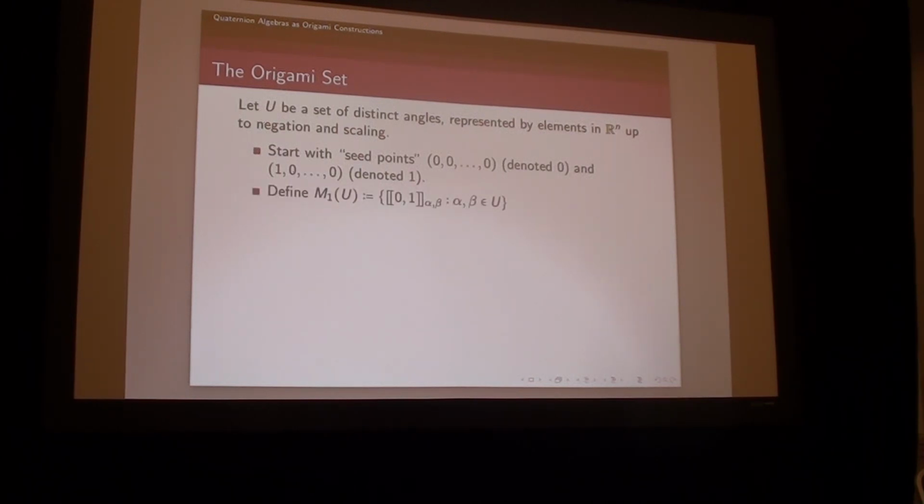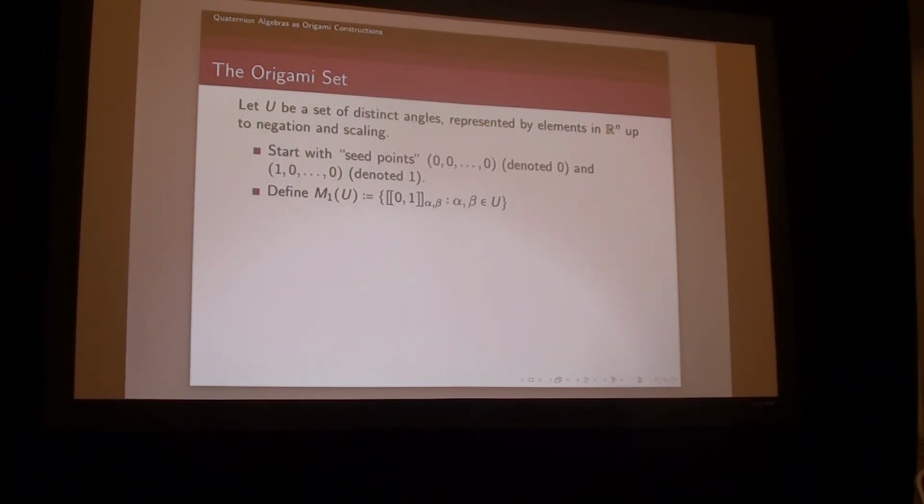Okay, so the iterative process that we use to define the set of points is: M1 of U is the set of all initial intersection points, which means we just have our two starting points, 0 and 1, and we draw all the lines through them at our allowed angles.